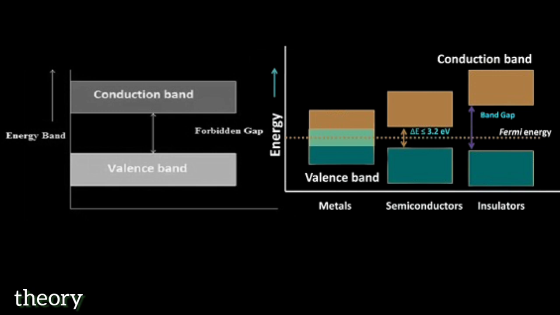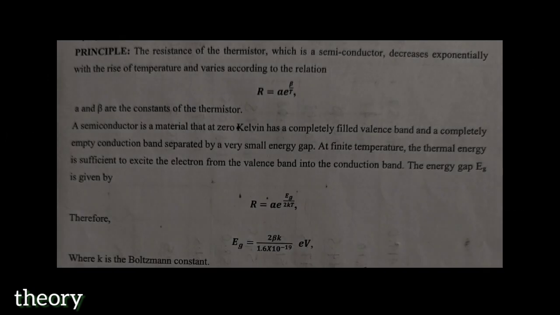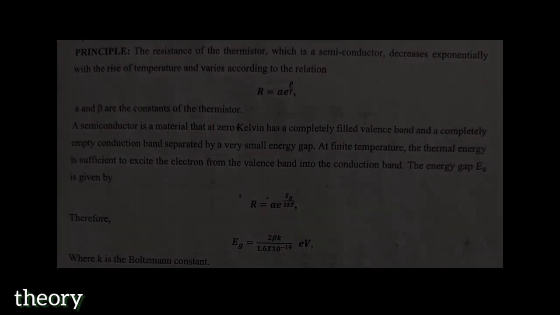So the resistance of a thermistor is given by the following two relations. So using this fact, we can find Eg or the energy band gap using the formula Eg equals beta k by charge on the electron, and k here is basically the Boltzmann constant.